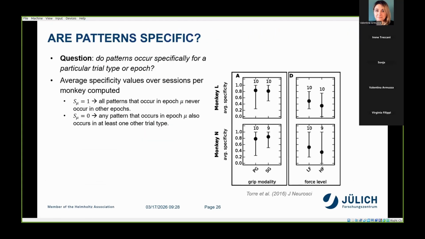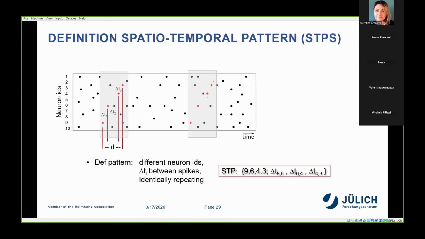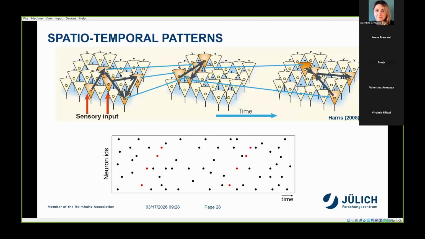Now I want to skip this part and continue with a similar, same experiment. We extended the unitary event analysis to the state analysis, not only to synchronous analysis, so detecting synchronous events, but spatiotemporal patterns.